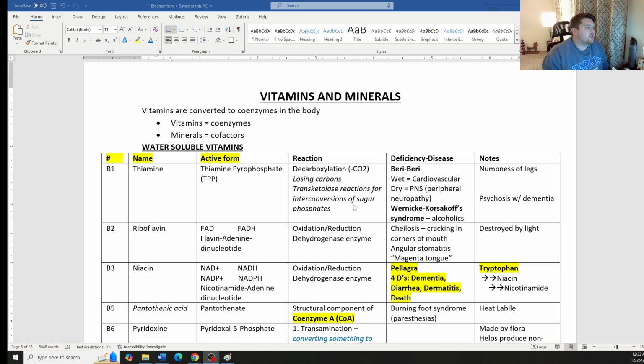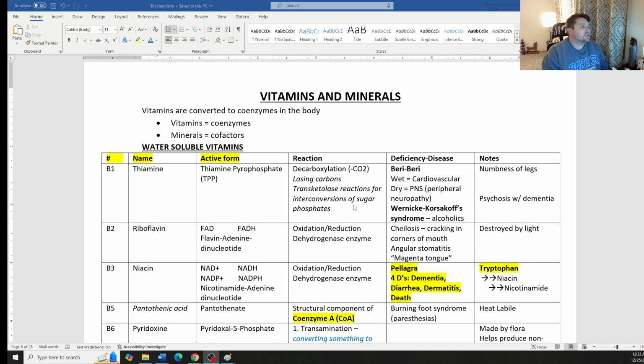So when we talk about vitamins and minerals, the vitamins, when they are activated, are used as what are called coenzymes, meaning that they are used along with the enzymes in order for reactions to occur. So vitamins are coenzymes, minerals are what are called cofactors. They do similar jobs, however, they have different names because they're different compounds and slightly different functions.